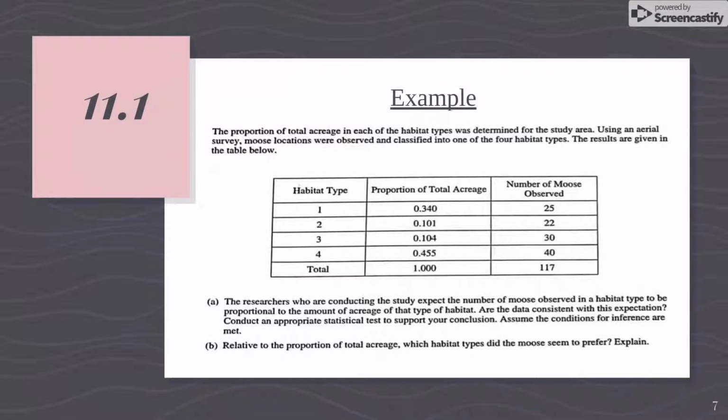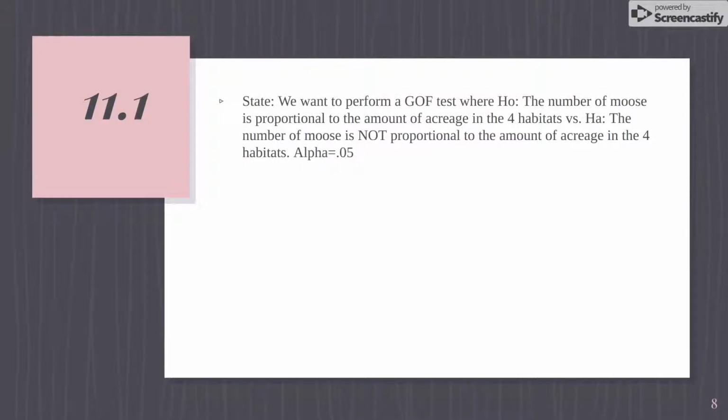Now we'll do an example. Here we want to test to see if the number of moose in each habitat is proportional to the total acreage. We'll go through our state, plan, do, conclude. First we'll do state. Here we'll say we want to perform a goodness of fit test, where H0 is that the number of moose is proportional to the amount of acreage in the 4 habitats, versus Ha, which states that the number of moose is not proportional to the amount of acreage in the 4 habitats. You also want to state that your alpha level is 0.05. Since it didn't say in the problem, we'll assume that our alpha level is 0.05.